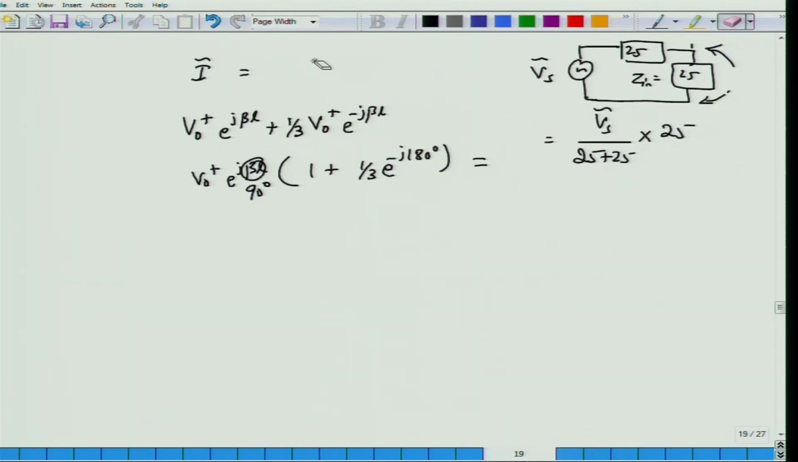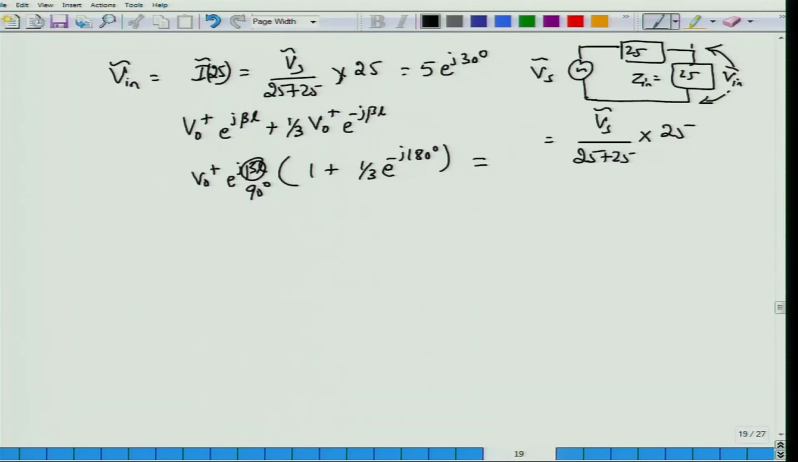The current through this particular circuit will be the voltage phasor divided by 25 plus 25. But I am not really interested in the current; I am interested in the voltage developed across this 25 ohms, which can be obtained by multiplying the current by 25. So if I multiply I by the input impedance of the transmission line, I get the input voltage phasor, which appears at the equivalent input impedance of 25 ohm, and this is equal to 5 e to the power j 30 degrees.